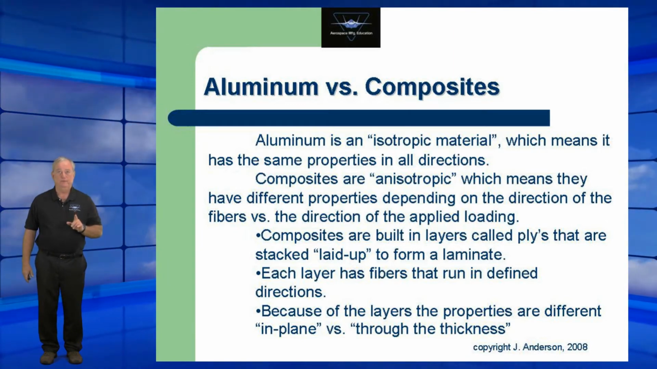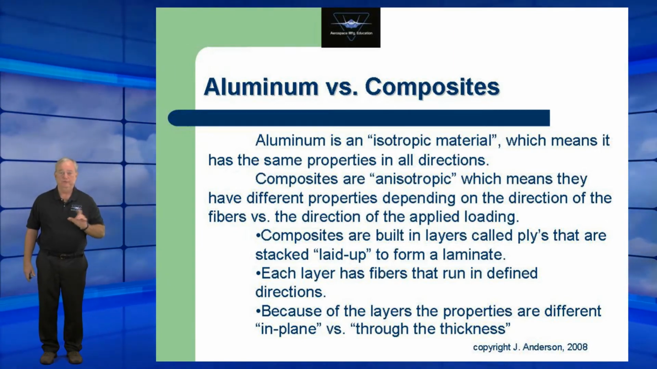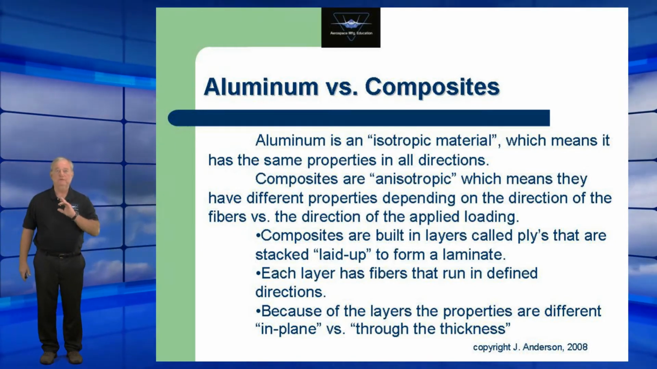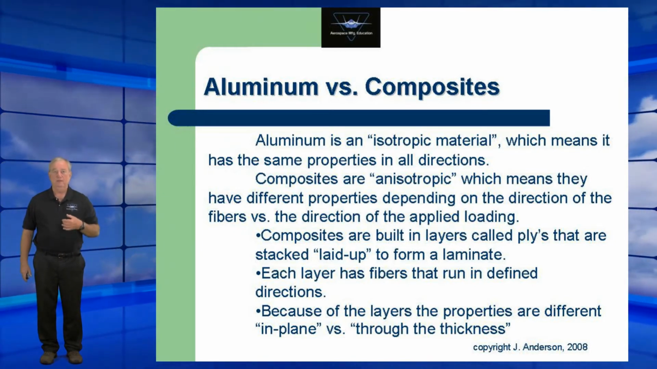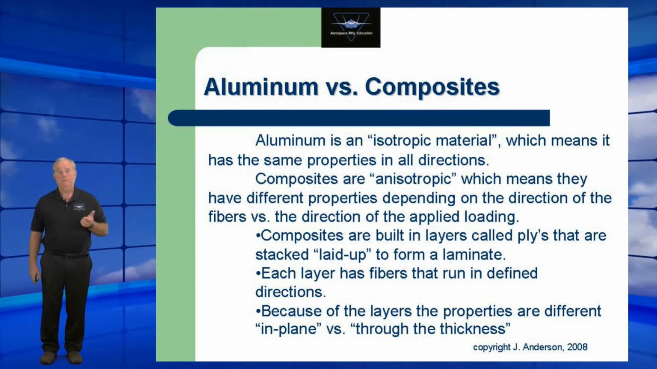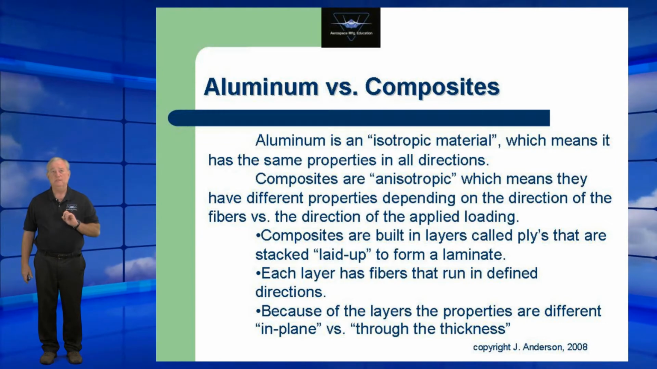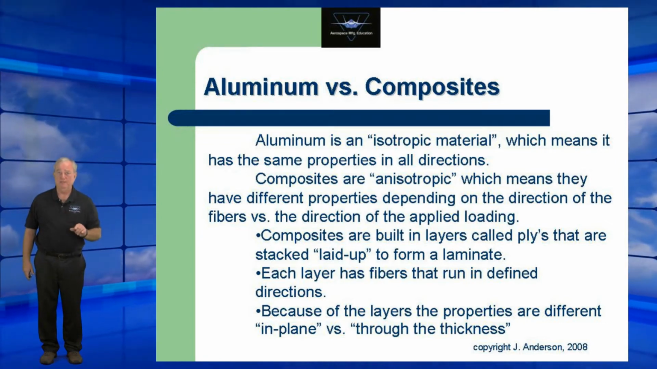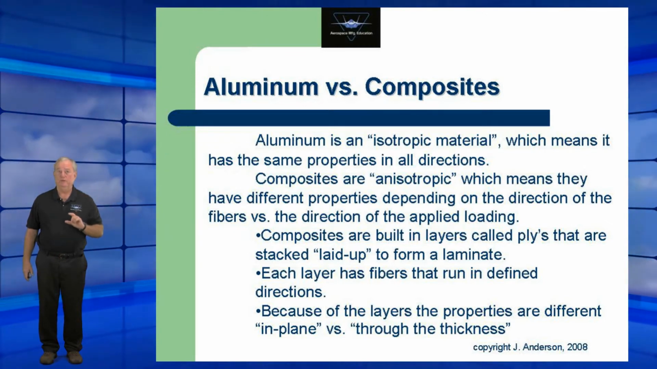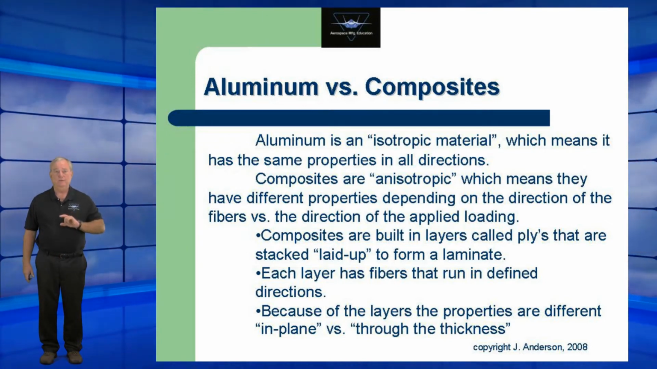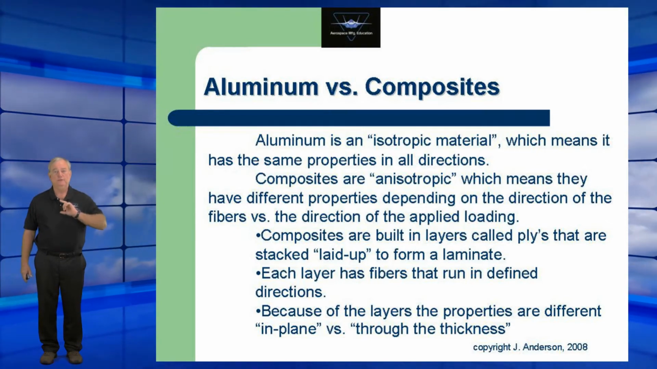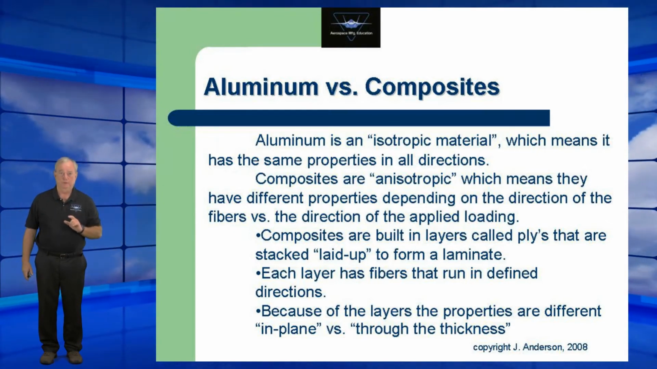Aluminum, on the other hand, is an isotropic material, which means it has the same properties in all directions. So it's a different design philosophy in designing a part out of aluminum than it is out of composites. And that also means that the manufacturing process for composites is very important, because we have to make sure that the fibers are laid in the direction that we want the final strength of the part to exist.